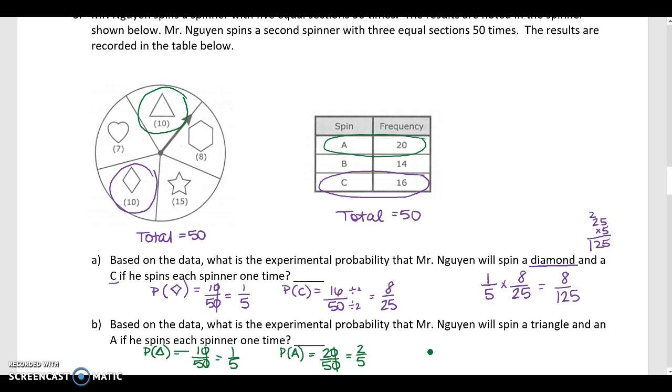And again, probability of compound events, we're going to go ahead and multiply 1 over 5 times 2 over 5. 1 times 2 is 2. 5 times 5 is 25. All right, so it's much more likely to get a triangle and an A than a diamond and a C.